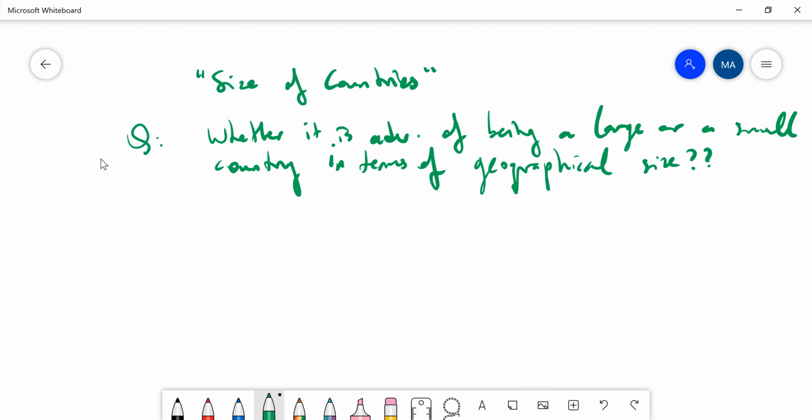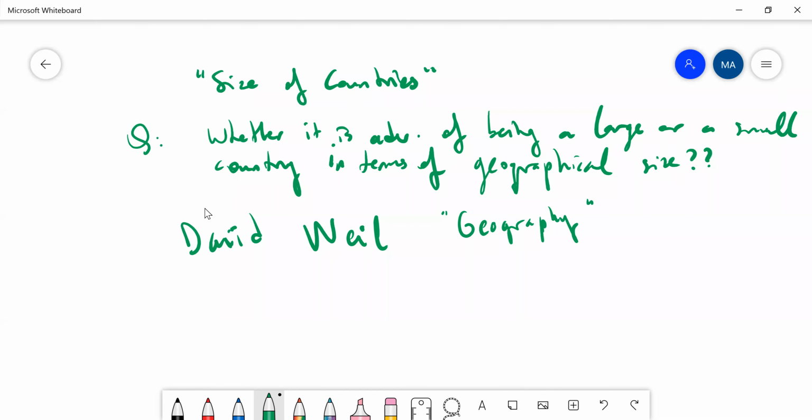But in Ottoman Empire, in Roman Empire, in China, these huge lands, the size of the country in that respect is an important fact. So you can check Weil, David Weil's text is in your reading list. Under the heading geography, he gives many examples, many historical examples.